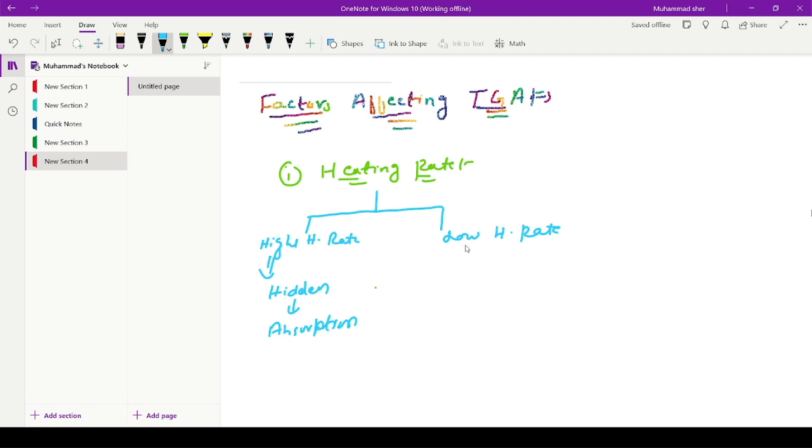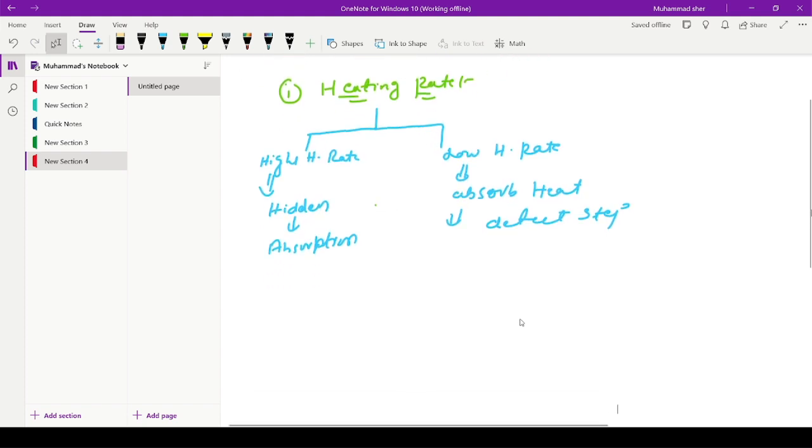But in low heating rate, the substance will gain proper time to absorb the heat, and therefore we will be able to detect every step, or we can say every curve, or every loss from our compound that occurs with the increase in the temperature. So at low heating rate we will be able to gain more and more knowledge about our compound, and even the small changes can be detected through the use of the low heating rate instead of the high heating rate.